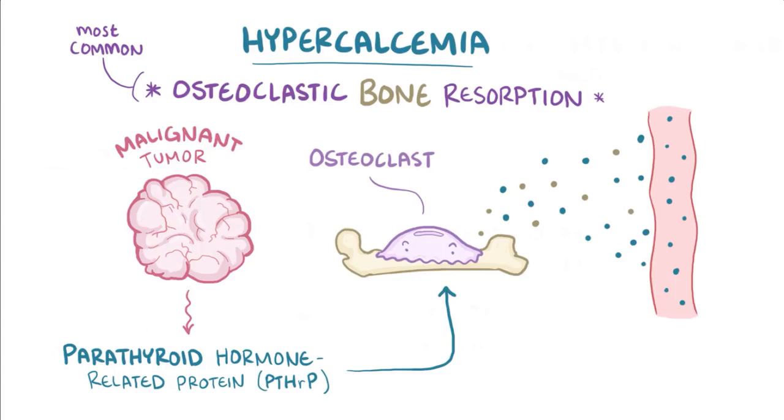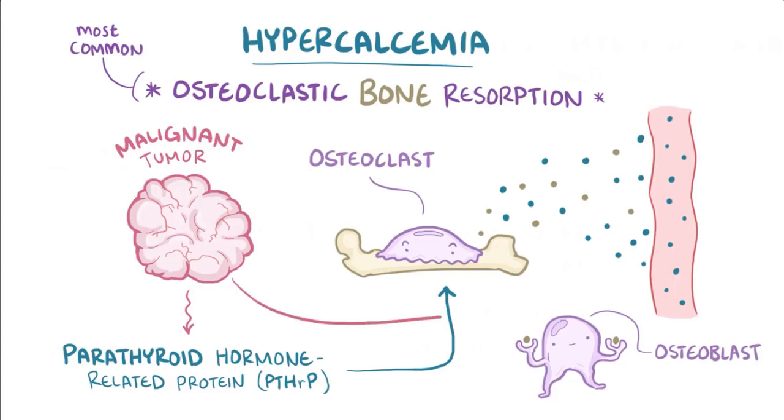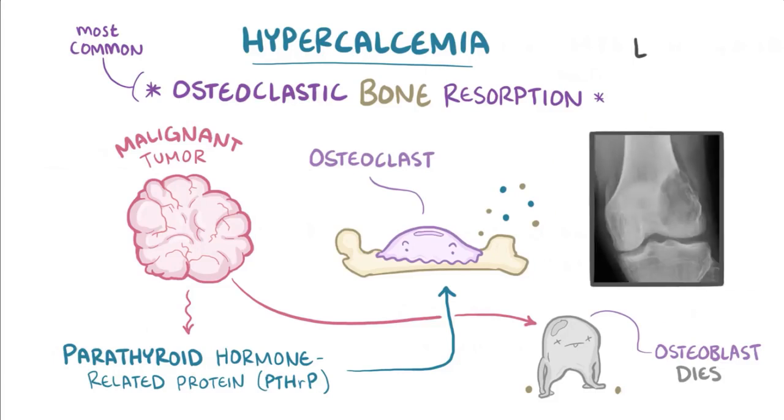Alongside these osteoclast cells, there are also osteoblast cells, which are bone-building cells, and some tumors cause osteoblasts to die off. Overstimulated osteoclasts without enough osteoblasts can result in lytic bone lesions, which are commonly seen in some malignancies.